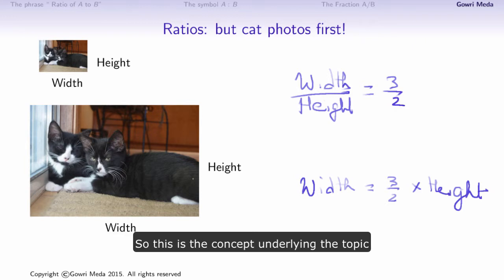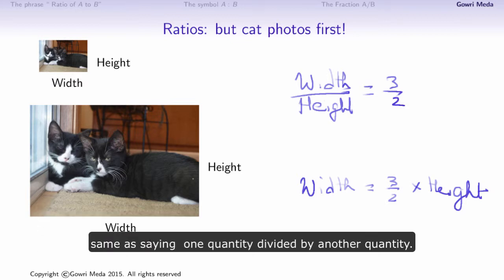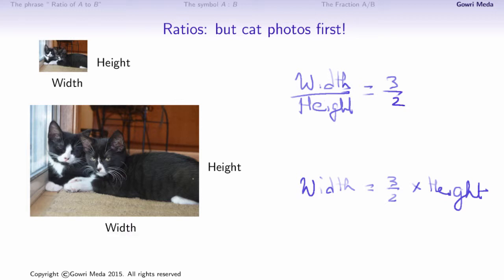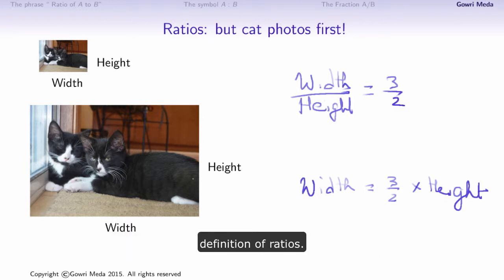So this is the concept underlying the topic of ratios. Sometimes two quantities must be compared by considering the fraction of one quantity over another quantity. Same as saying one quantity divided by another quantity. Let's summarize this discussion and let's look at the formal definition of ratios.